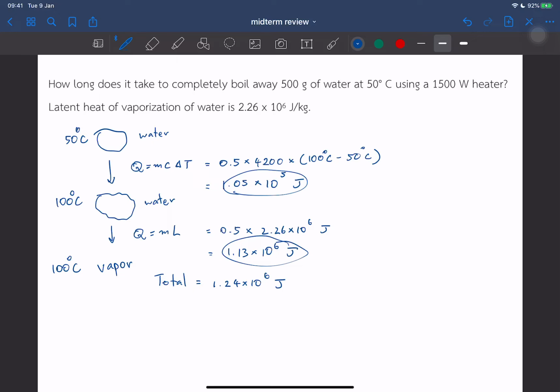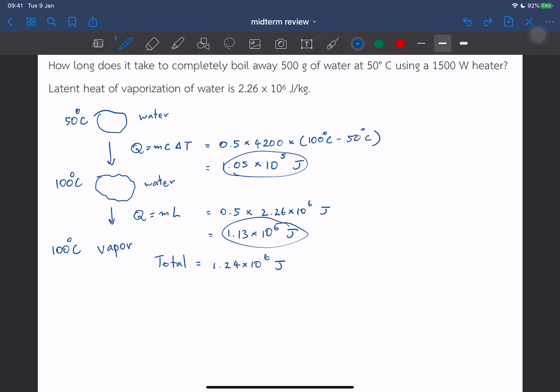Because we are asked, how long does it take to completely boil the water? So how long does it take to be able to supply this much energy using a 1500 watt heater, right? So power is energy per unit time, right? So the time it takes is just energy divided by power, and the unit is going to be in seconds. So the energy we need is 1.24 times 10 to the 6. Okay. The power is 1500.